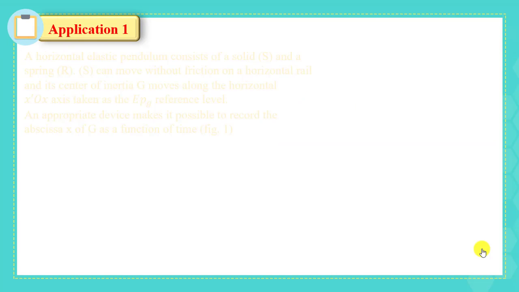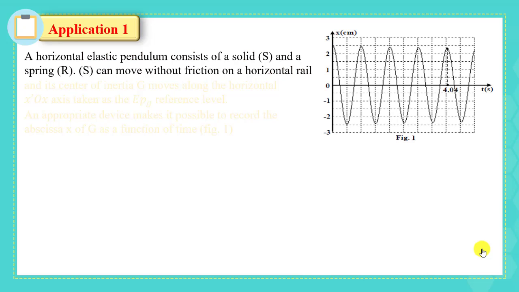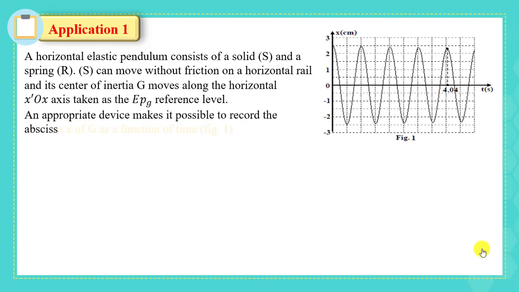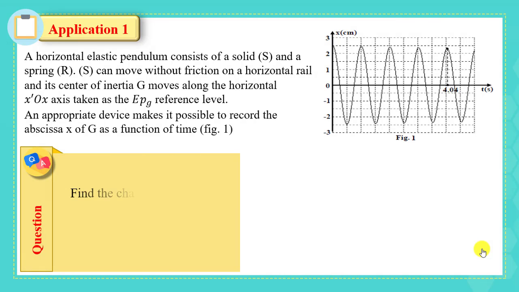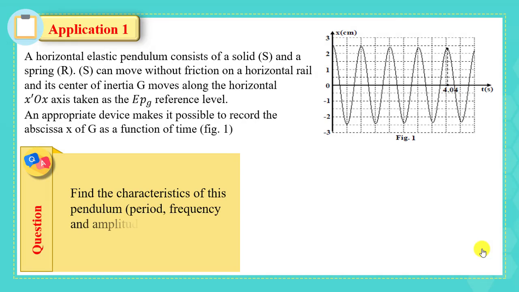It's time to make an application. A horizontal elastic pendulum consists of a solid S and a spring R. S can move without friction on a horizontal rail, and its center of inertia, G, moves along the horizontal axis X prime X. The horizontal plane is taken as the gravitational potential energy reference level. An appropriate device makes it possible to record the abscissa x of G as a function of time. Find the characteristics of this pendulum: period, frequency, and amplitude.